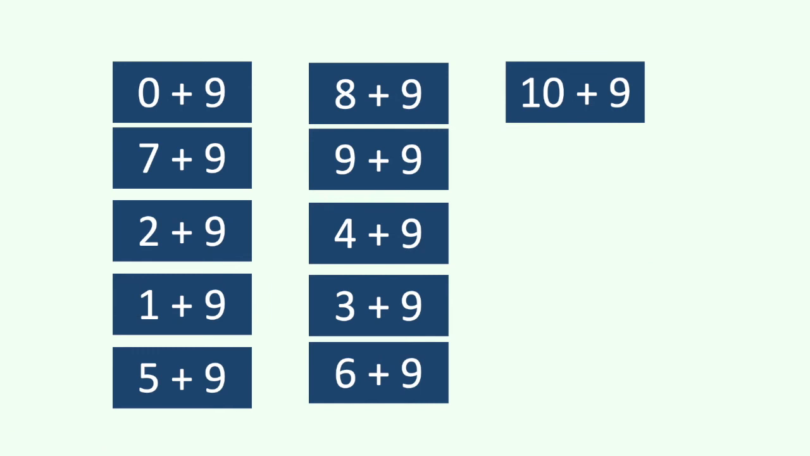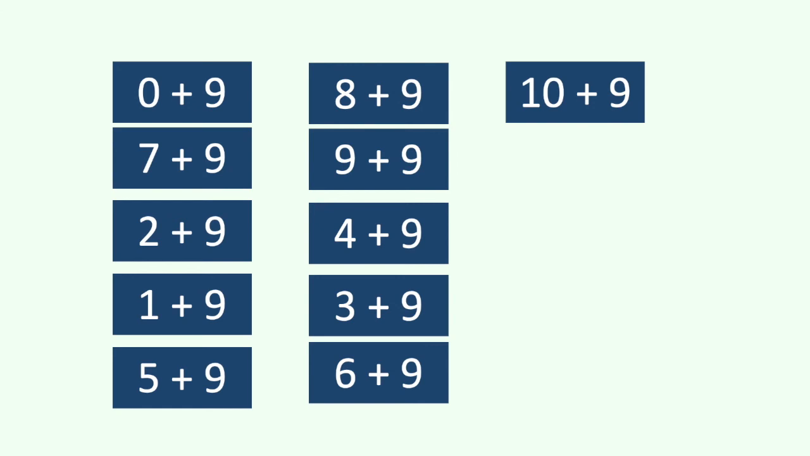So to finish things off and to practice that, what I'd like you to do is have a look at the add 9 facts on the screen. I want you to first in your brain change them into add 10 facts. So if we started at 7 add 9, we would change it into 10 add 6. And then I want you to say your answer, which is 16.